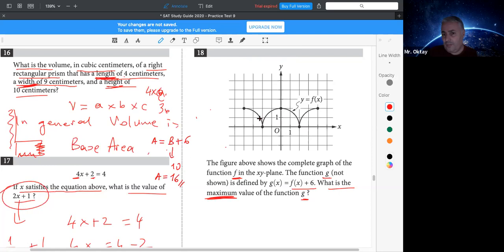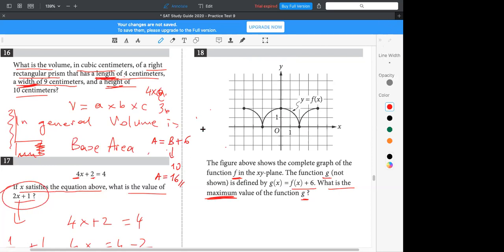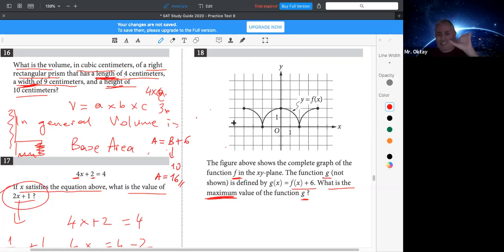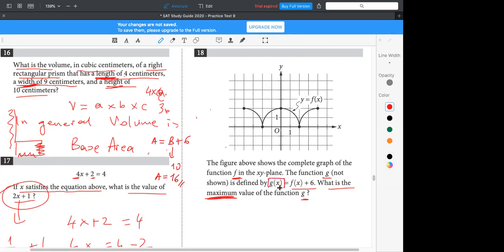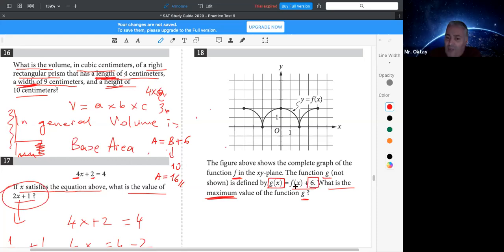Yeah. Now, I will use this simple logic. Now, be careful. g of x is something which is 6 more than f of x. Is it true? g of x is something which is 6 more than f of x. Is it true?